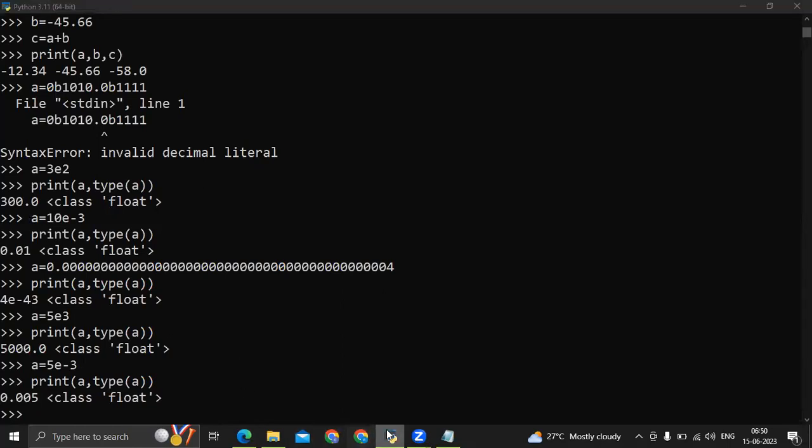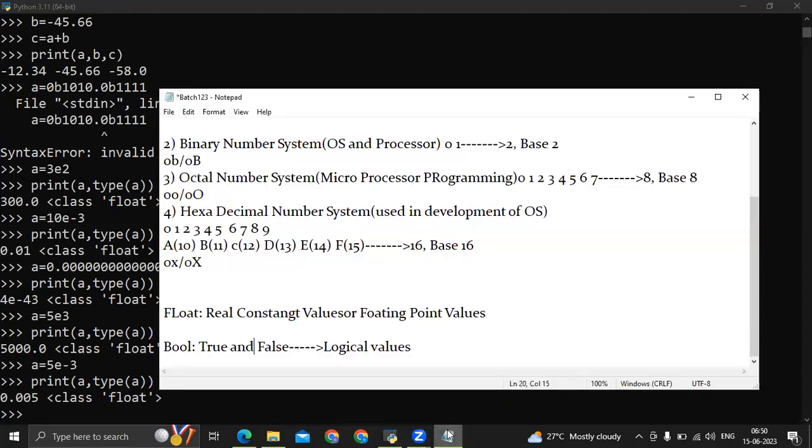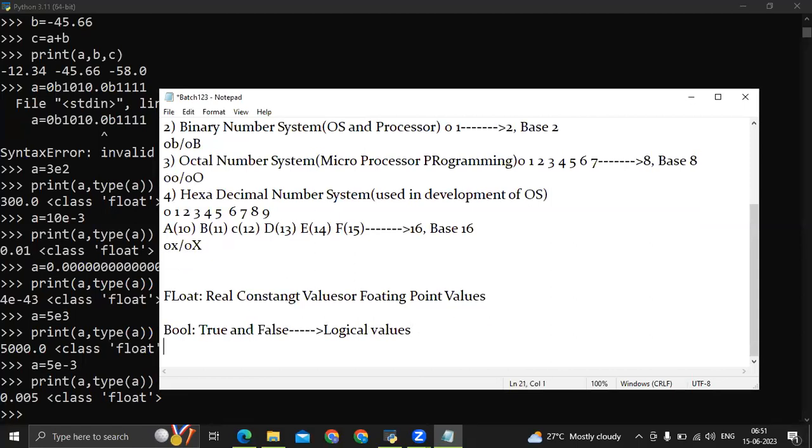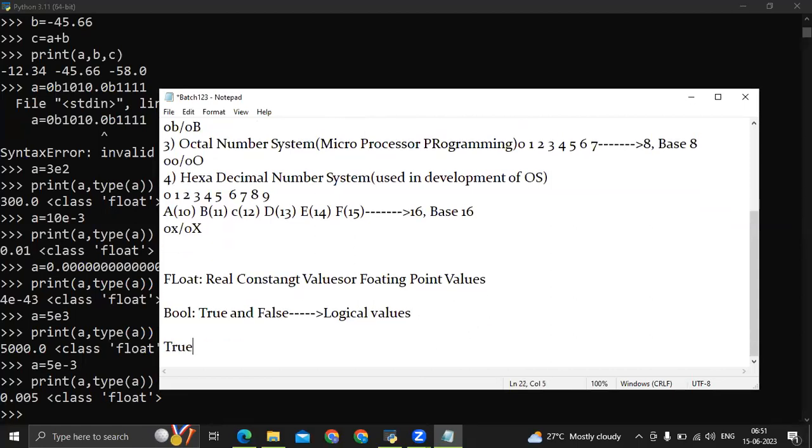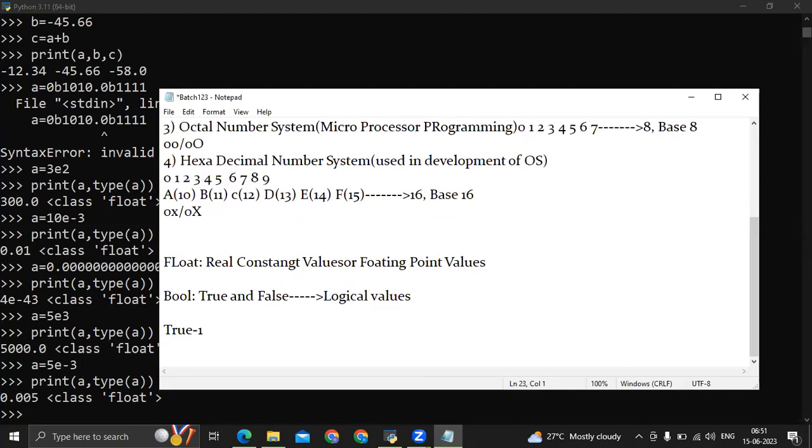Okay, now let's continue with the topic. True and false are the logical values of the bool category. They are keywords and treated as values of the data type. Now, internally, true has the value 1, and if we talk about false, internally it has the value 0.